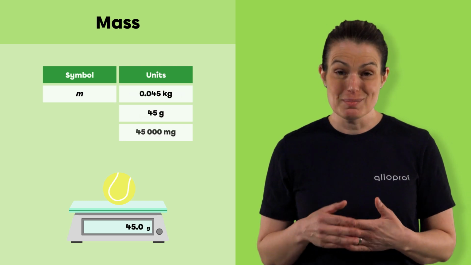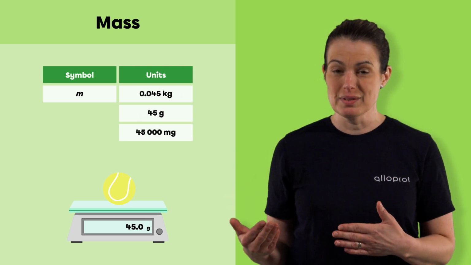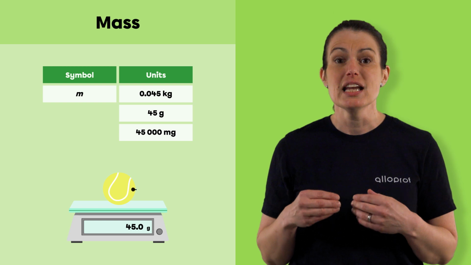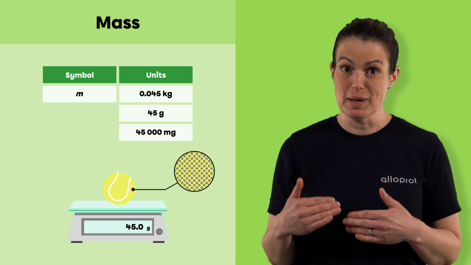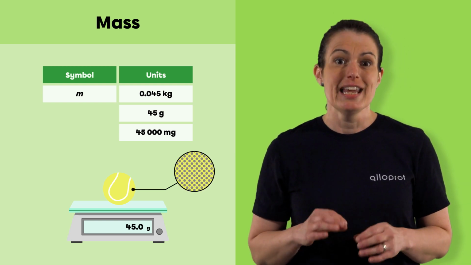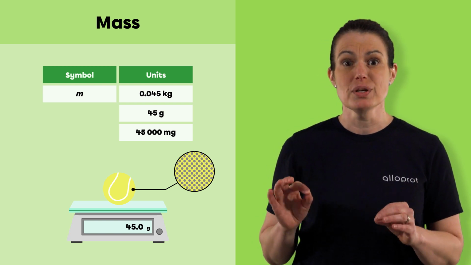This tennis ball has a mass of 45.0 grams. No matter what planet it's on, its number of particles, and therefore its amount of matter, does not change. Its mass will always be 45.0 grams.